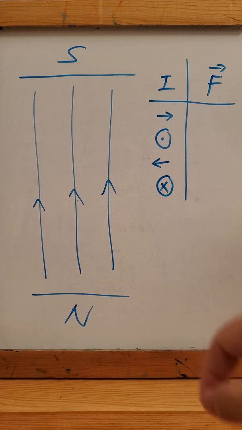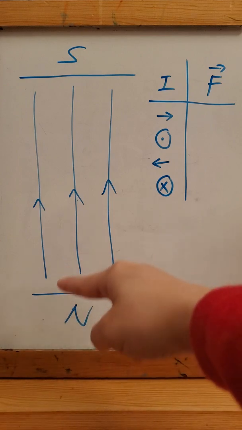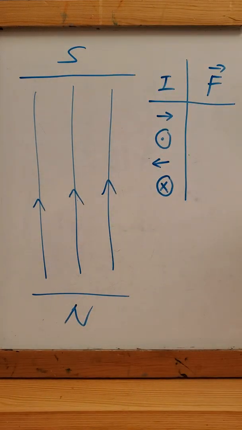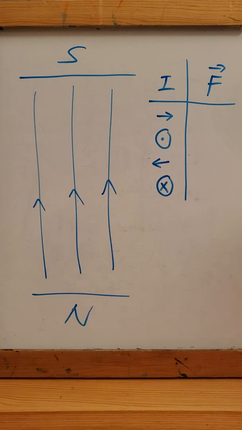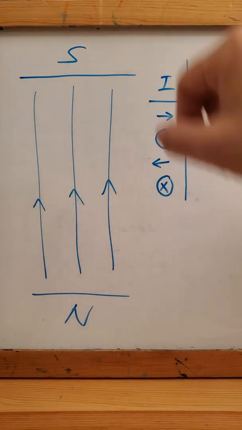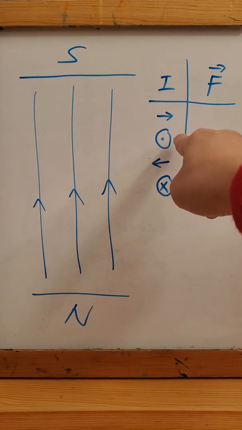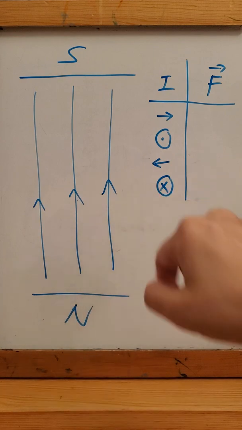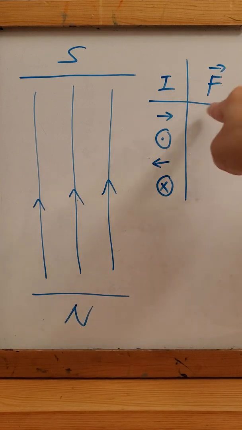Since the field lines are moving out of the north pole, you can see all the magnetic field lines are pointing up in this case. We are going to consider current flowing in different directions. Current has a direction, but it itself is a scalar quantity, so there is no vector symbol for current. The current could be flowing to the right, out of the screen, to the left, or into the screen. In each case, we need to find the direction of the force on the current carrying conductor.